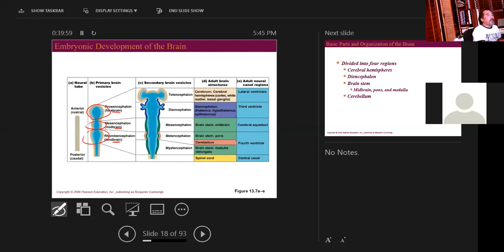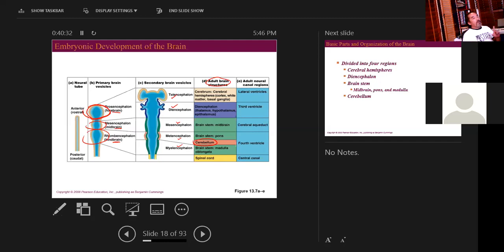And then from there, the prosencephalon divides into 2, the telencephalon and the diencephalon. The mesencephalon stays as mesencephalon, only 1. And the rhombencephalon becomes the metencephalon and myelencephalon, 2, and also the cerebellum. Okay? So now if you take a look at the brain, it's actually made out of these different parts that we're going to trace out to the adult brain structures.